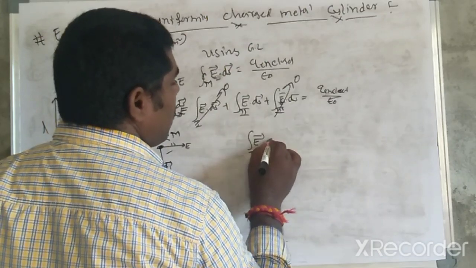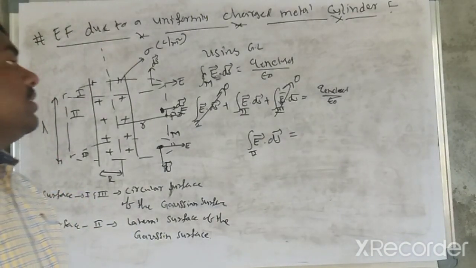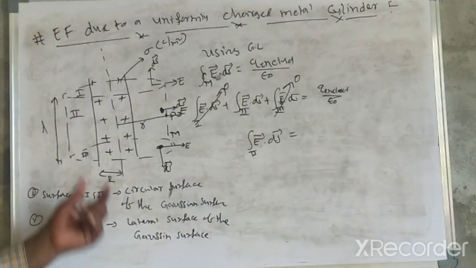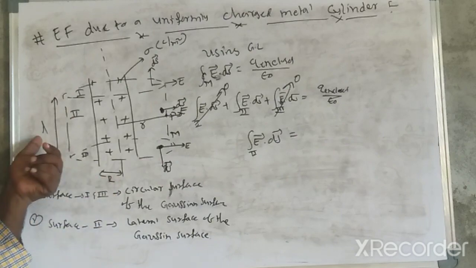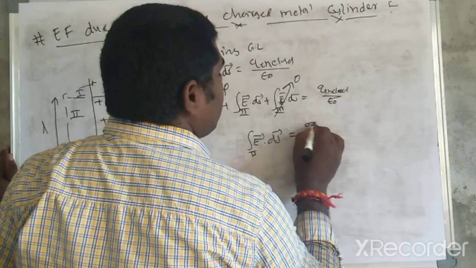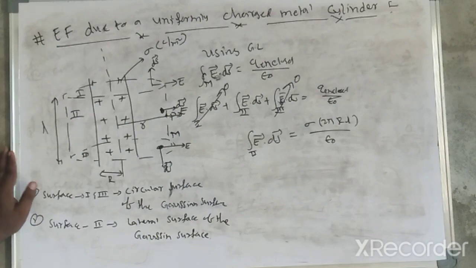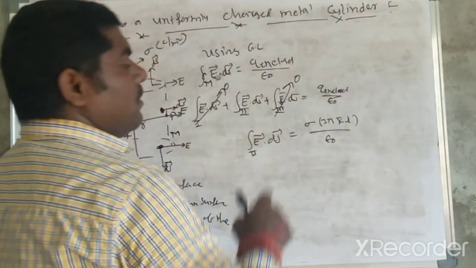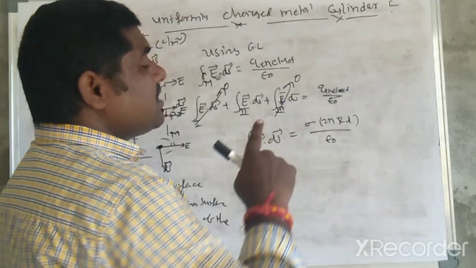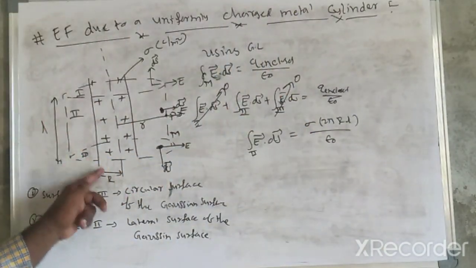The integral over the second surface of E bar dot ds bar is equal to Q enclosed, which is nothing but charge density into area. The area is 2 pi R into L. So Q enclosed is equal to sigma into 2 pi R into L. Charge enclosed, as I already said, in two dimensions is sigma, the charge density, into area, and the area is 2 pi R L.